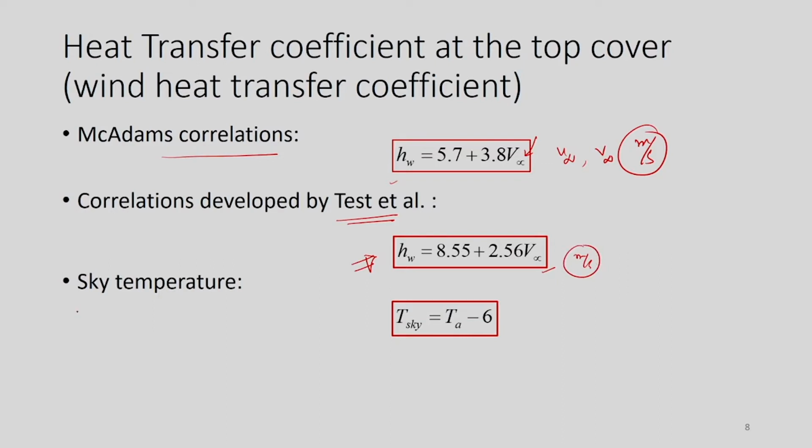If I am interested to calculate the sky temperature, then normally we use this correlation: T sky is Ta minus 6. Normally it is assumed that it is less than ambient temperature. So, if we deduct 6 from the ambient, then what we will get is the sky temperature.